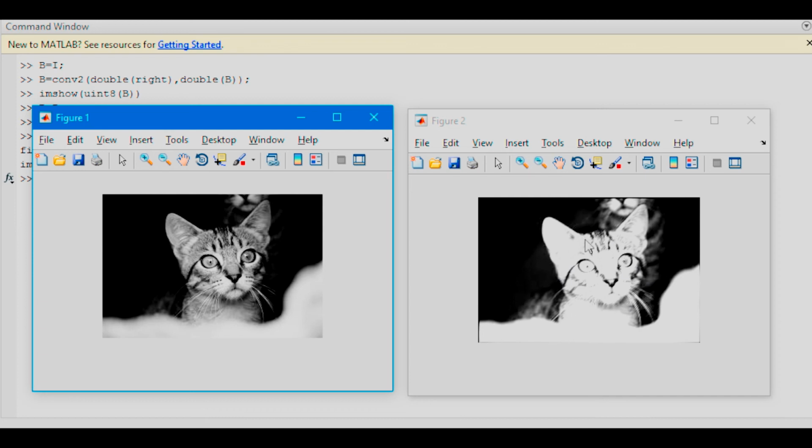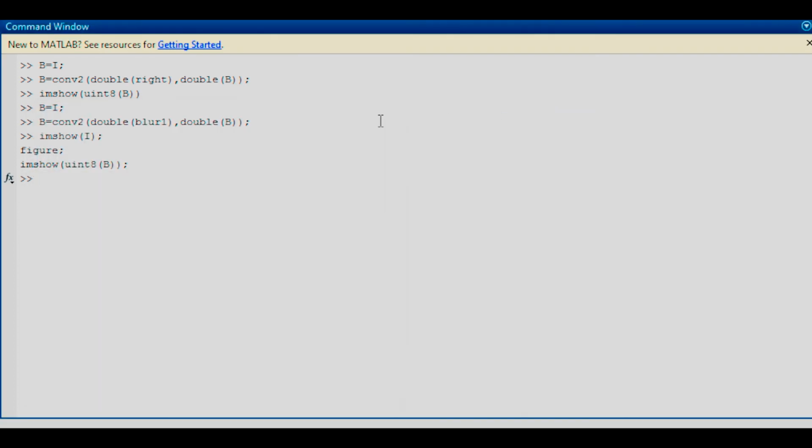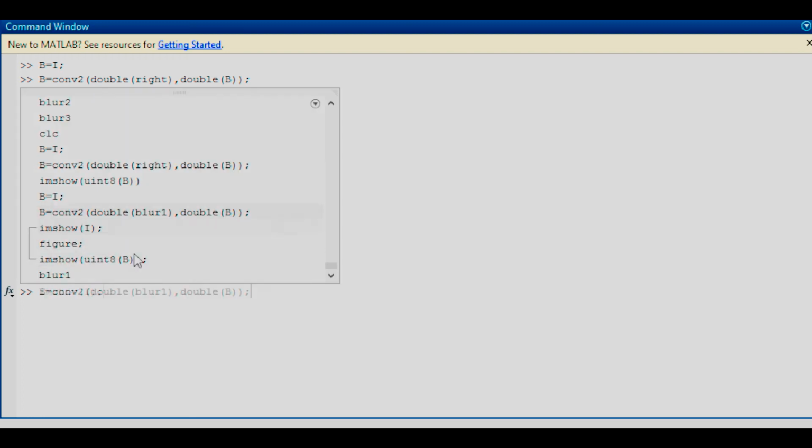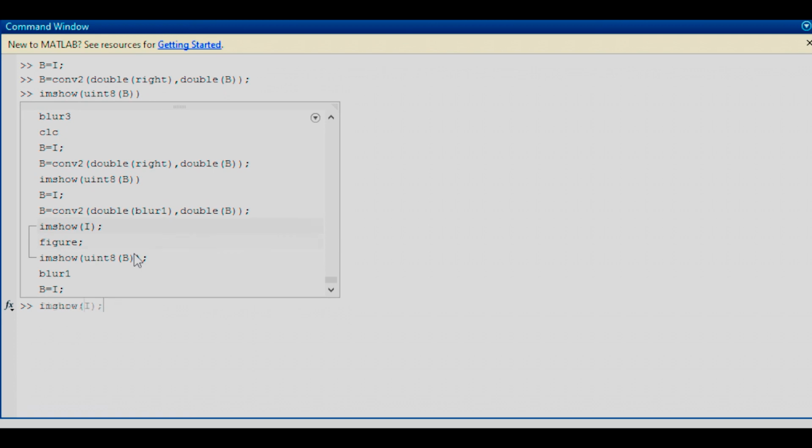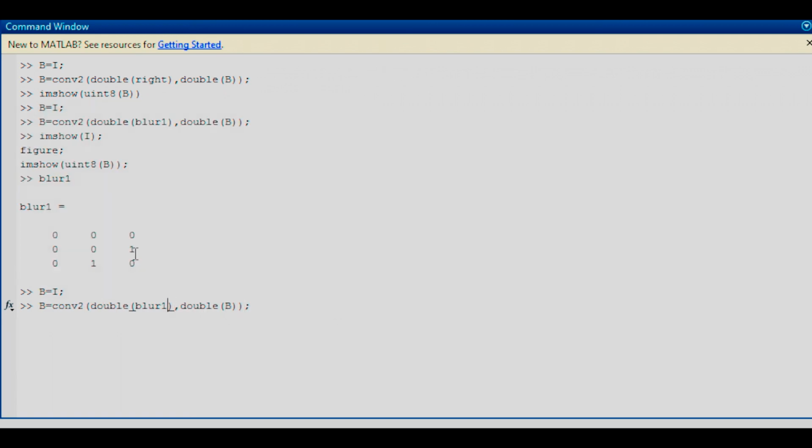And since convolution is multiplication and addition, and if you add numbers and you keep on adding them, then the brightness will definitely increase, which it has in this case. So the solution to this is you normalize the matrix, and the way to normalize the matrix is that you sum the elements inside the matrix. For example, for the blur 1 matrix, my summation would be equal to 2. So I'm going to do just that. I'm going to divide blur 1 by 2 and now see the results.